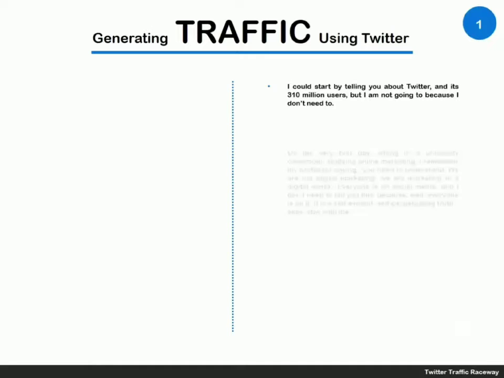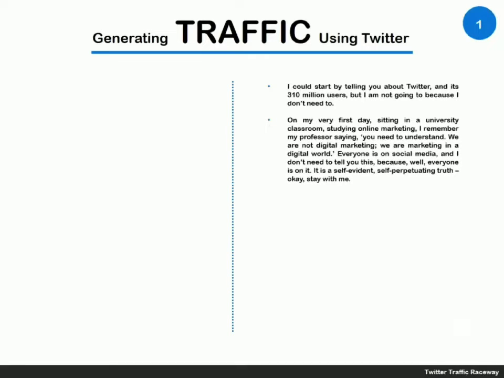On my very first day sitting in a university classroom studying online marketing, I remember my professor saying, "You need to understand, we are not digital marketing. We are marketing in a digital world. Everyone is on social media, and I don't need to tell you this because, well, everyone is on it. It is a self-evident, self-perpetuating truth."